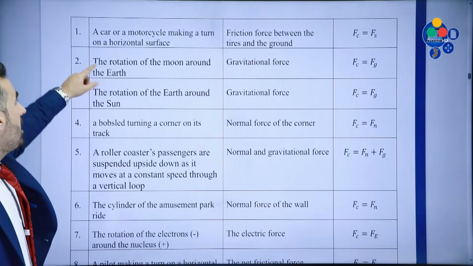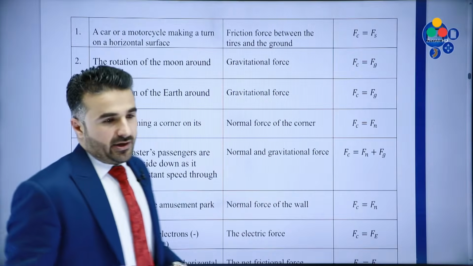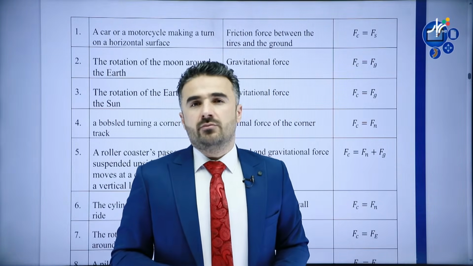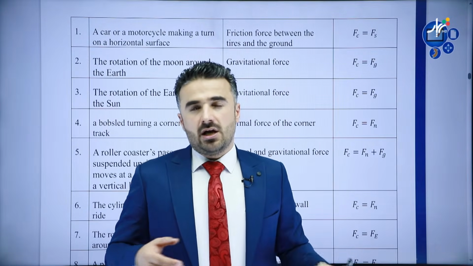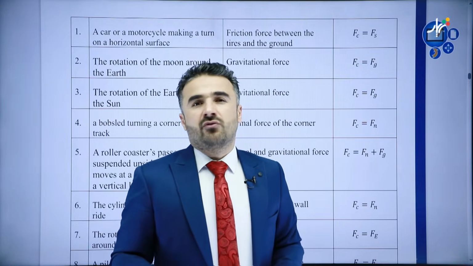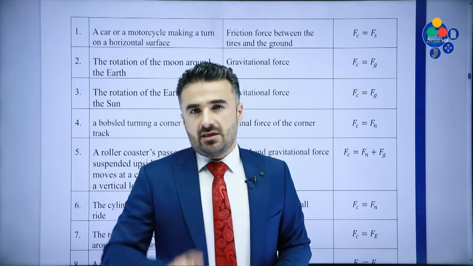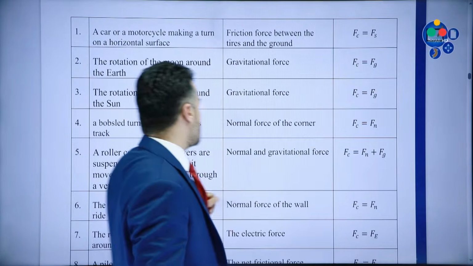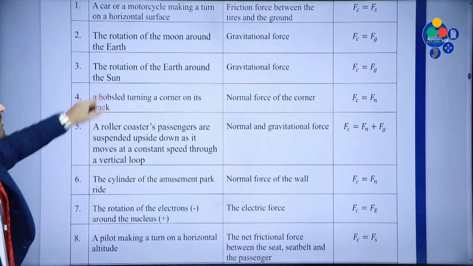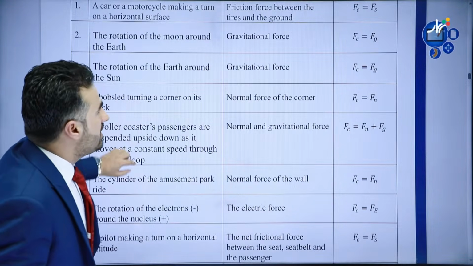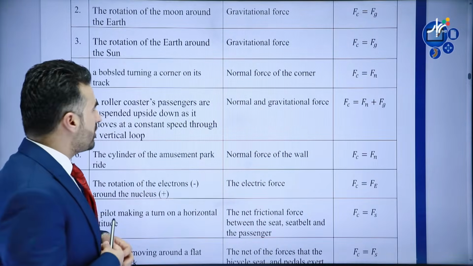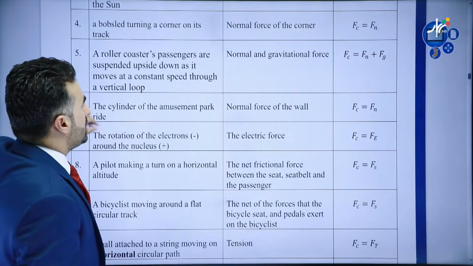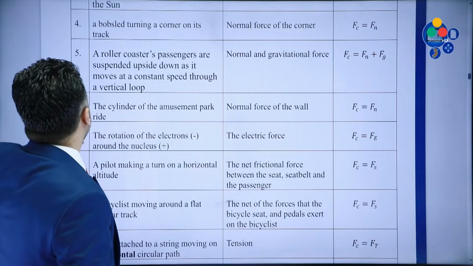All right, the second, the rotation of the moon around the earth. Now think about it: there's no string, there's no connection. So what is the force that keeps the moon in orbit around the earth? That is gravitational force. So gravitational force provides the centripetal force in this case. What about the rotation of the earth around the sun? Isn't that the same thing? Of course, gravitational force provides the centripetal force, which allows the earth to move in orbit around the sun.